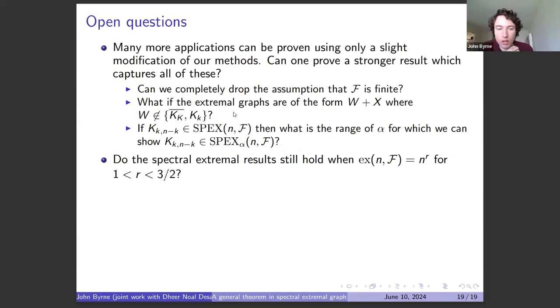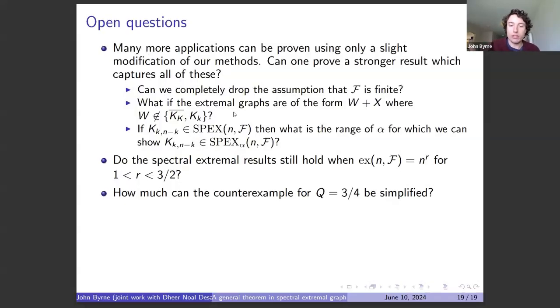Some other open questions. It may be the case that the spectral extremal results hold even if the Turán number is more than linear. A reasonable guess might be that the exponent is strictly less than 3/2. I think we have examples where we have disjoint edge extremal and spectral extremal families if the exponent equals 3/2. And as I mentioned earlier, how much can our counterexample be simplified? So I think there's a lot of natural questions that you can ask building on these results, and there's a lot of work that's left to be done. So with that, I will conclude.